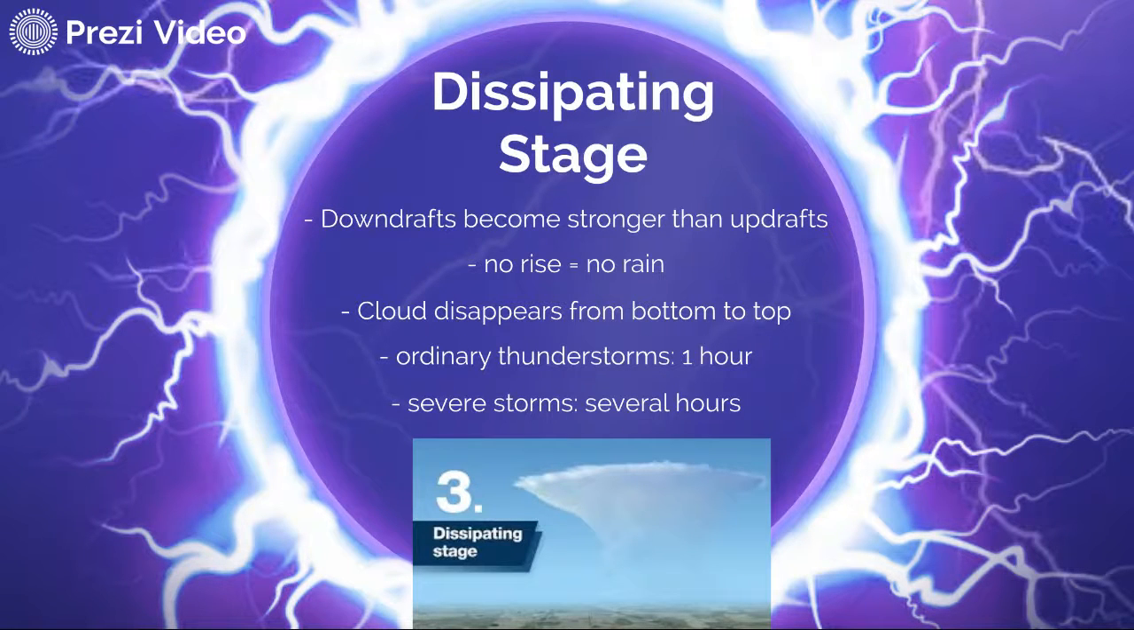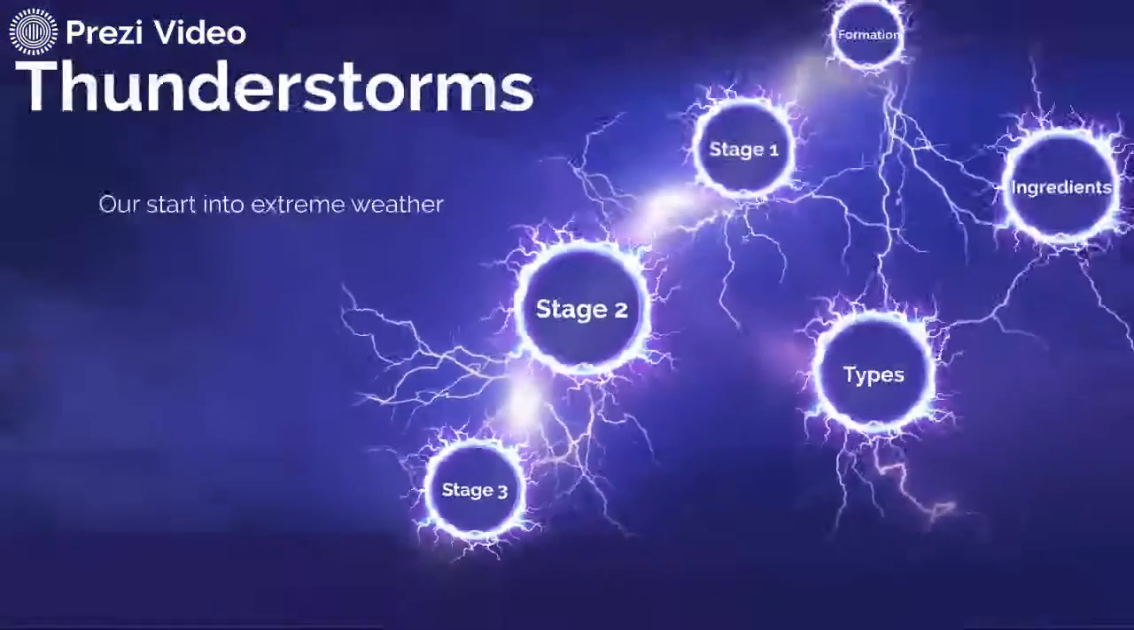For ordinary thunderstorms, this dissipating stage usually takes about an hour or so. The more severe the storm, though, the longer it's going to take for this big cumulonimbus cloud to disappear. So it could take several hours, depending on how severe the storm was.